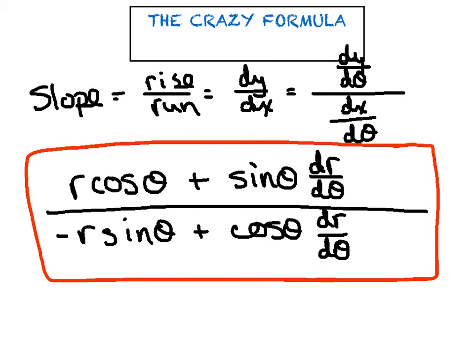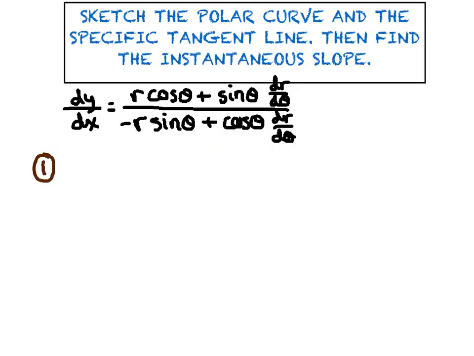So now we're going to jump into a couple of examples and see how this works. Alright, so here's our first example. First of all, the directions are asking me to sketch the polar curve and then also sketch that specific tangent line. And then we're going to find the instantaneous slope at the given value of theta. And also, just for beginners, I took the liberty of rewriting that slope formula in front of us.